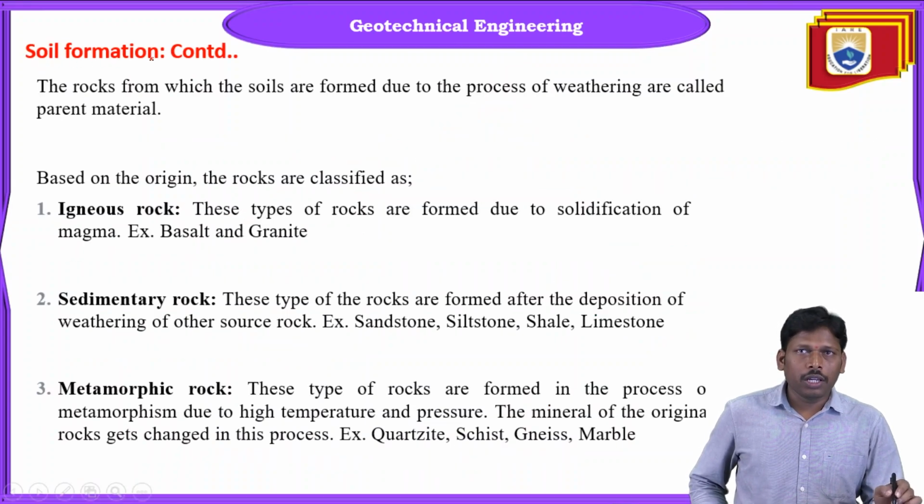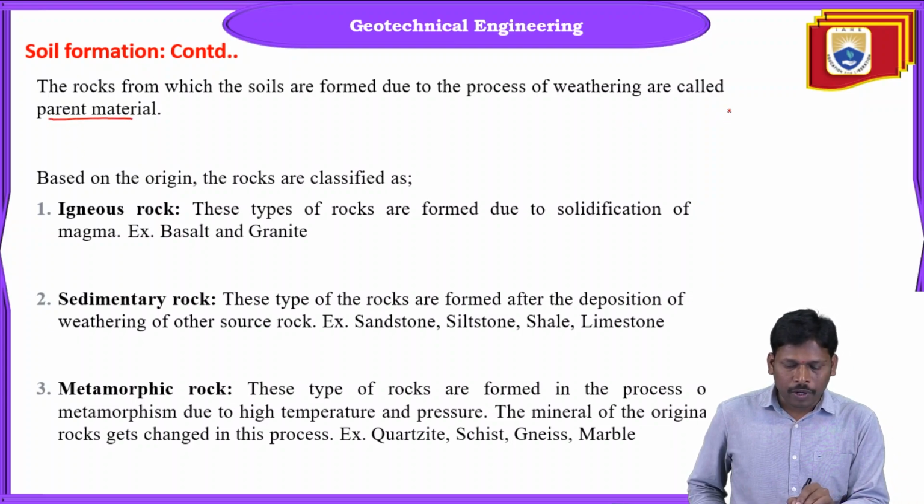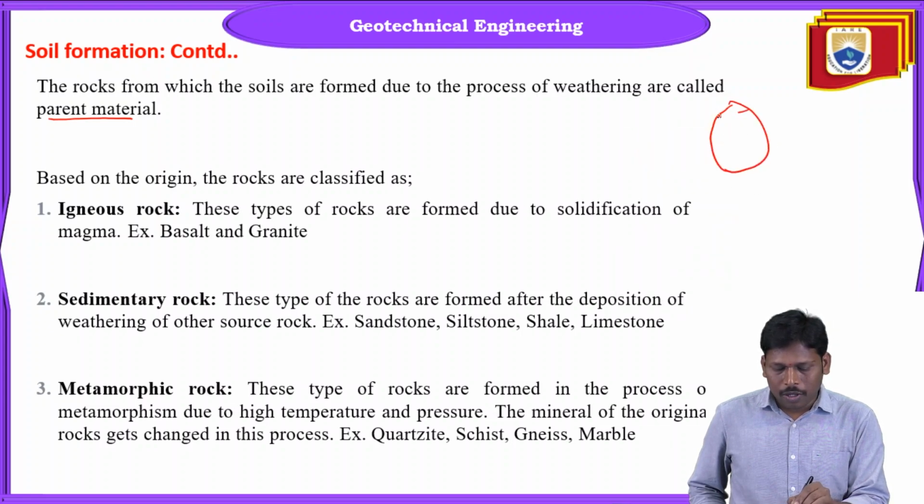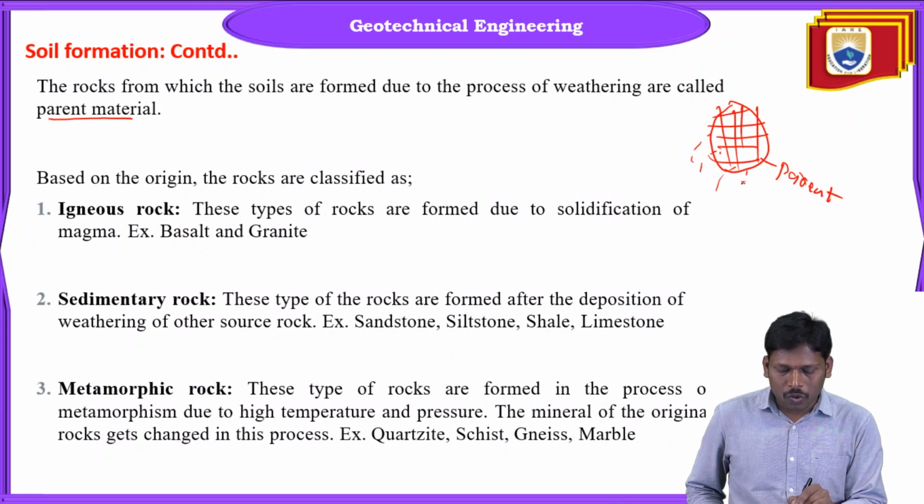This is a continuation of soil formation. The rocks from which the soils are formed due to the process of weathering are called the parent material. Suppose you take one rock like this. This is a parent rock, and from this, due to the action of weathering, oxidation, and hydration, the parent rock might get disintegrated and a new deposit will form.